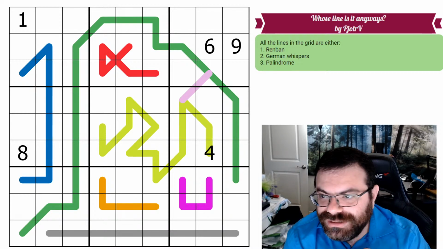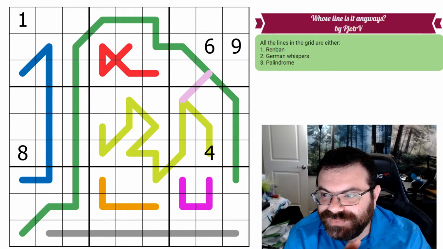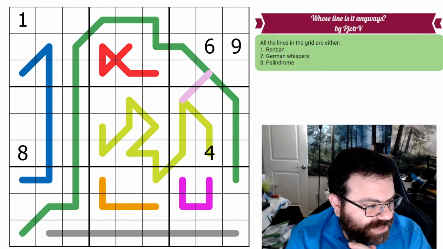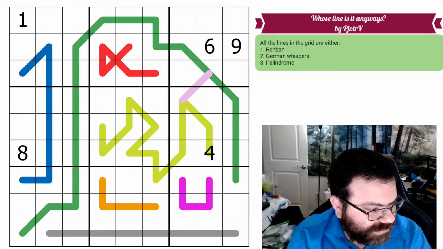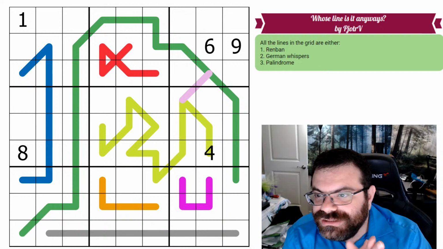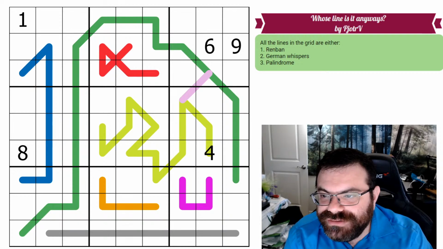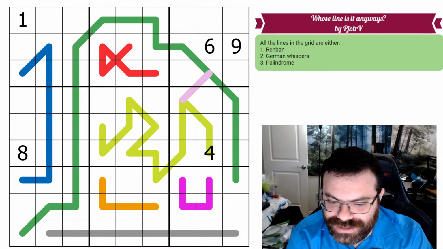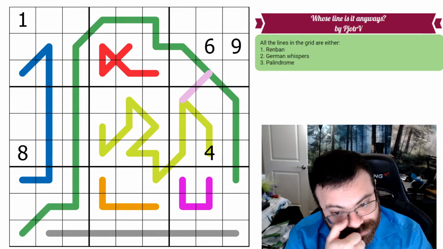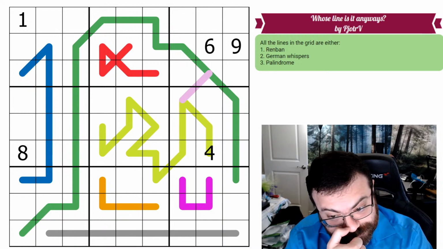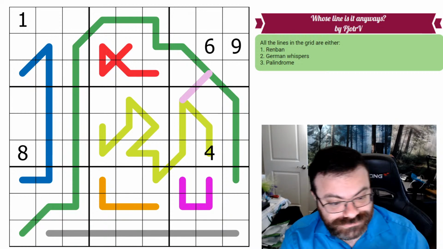All right, this is called Whose Line Is It Anyways by PjotrV. It's Peter in chat. So all lines in the grid are either Renban, German whispers, or palindromes. And we don't know what's what. Got lots of colors though.